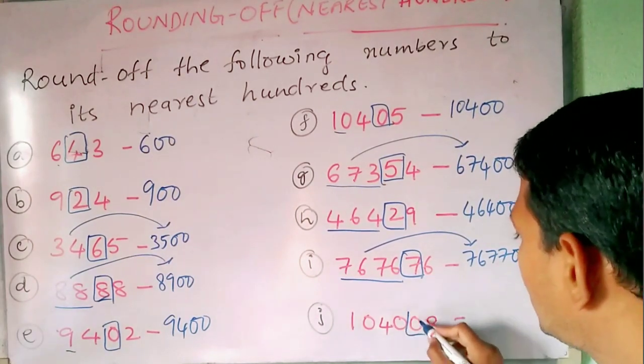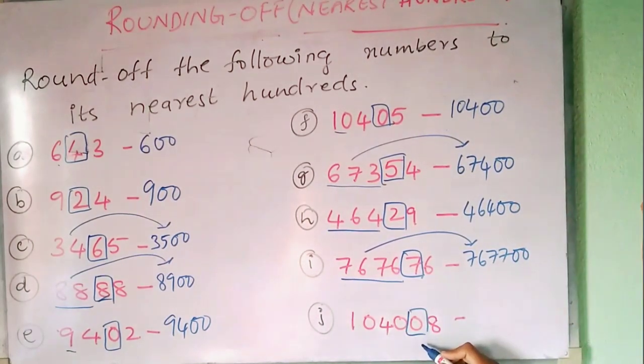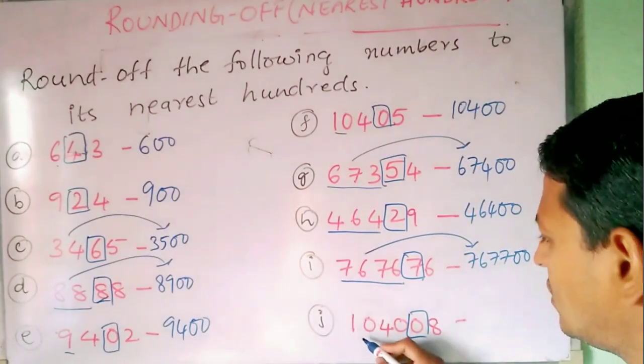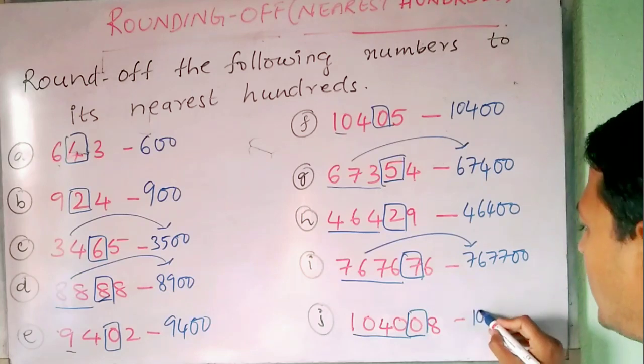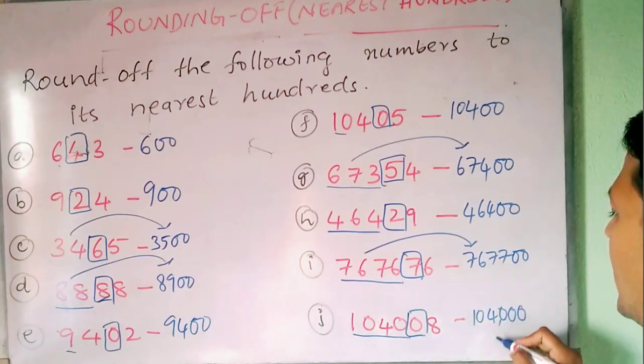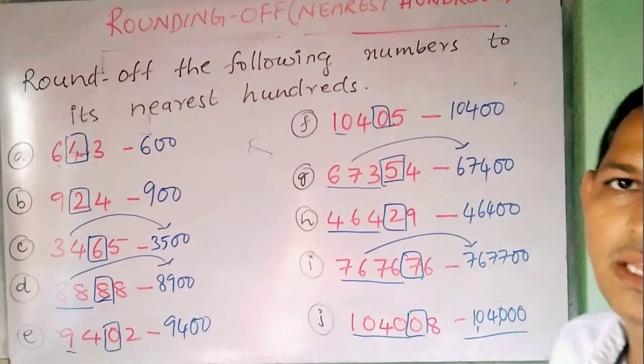Now here what is the digit in tens place? Tens place it is 0. 0 is also less than 5. So the same number should be written. So that is 1040, and in ones place and tens place we need to place zeros. So then it becomes 1,04,000. These are the solutions for the assignment given.